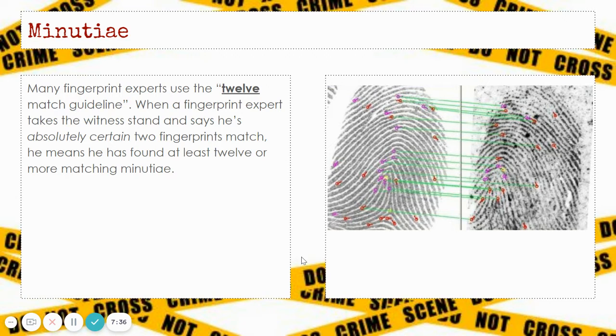Many fingerprint experts are going to use the 12 match guideline. When a fingerprint expert takes the witness stand and says he's absolutely certain 2 fingerprints match, he means he's found at least 12 or more matching minutia. Like we said, the FBI says there's no way that 2 people can have more than 8 matching minutia. An expert is going to use that 12 match guideline. So if they find 12 minutia that are the same between 2 prints, we're going to say that those prints have to come from the same person. There's no way 2 people can have that many minutia in common in their fingerprints.